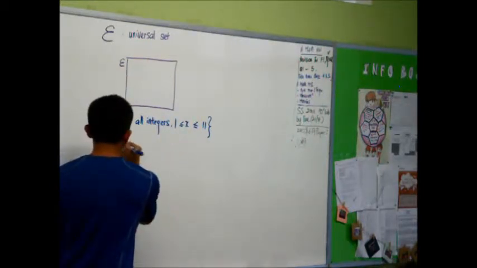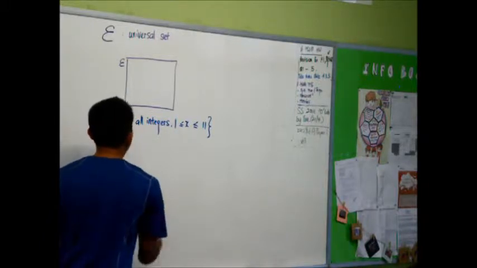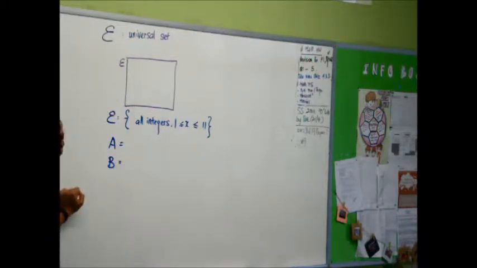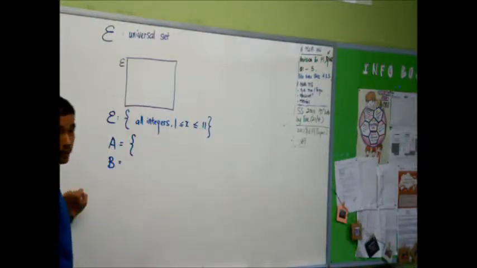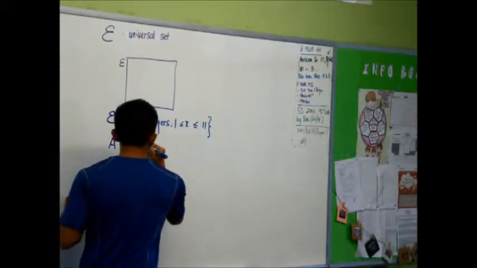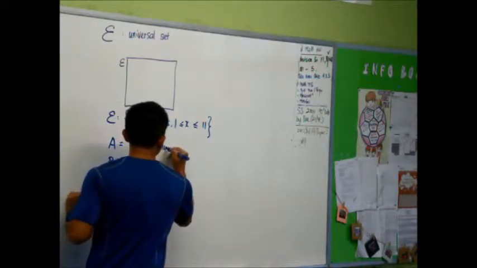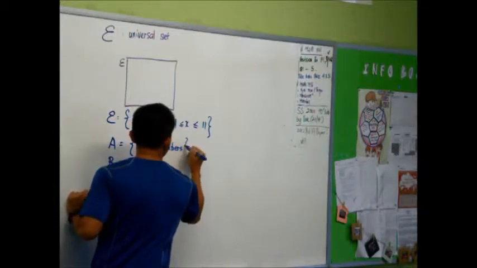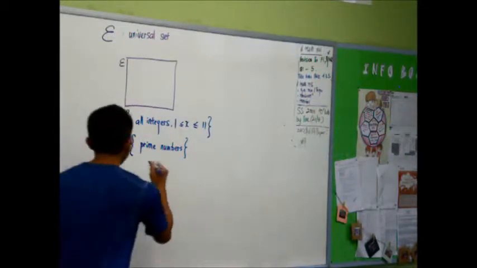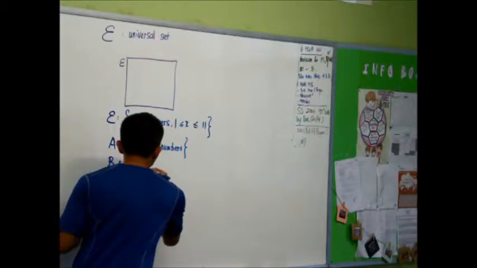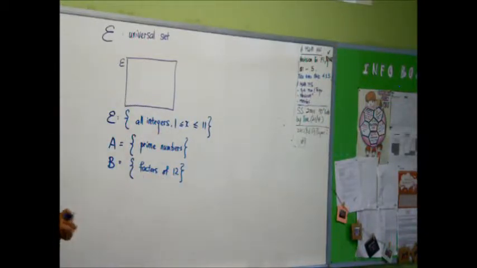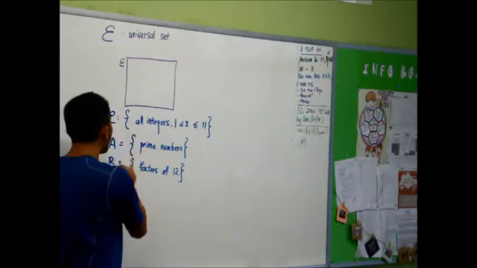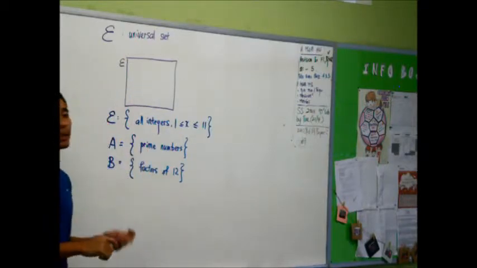Okay, but now I have some breakdown. I have what I call set A, I have what I call set B, and this is your job right now. Set A, okay, comprised of all the prime numbers. Okay, set B, factors of 12. Okay, I'm going to give you 1 minute. Please fill in all the set A, B, and universal set inside this particular box now.